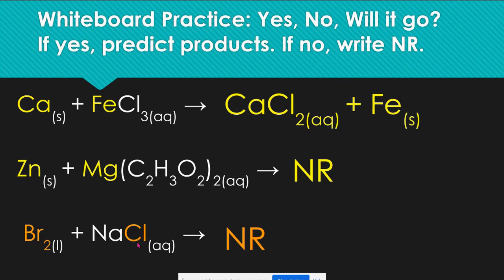Okay, you guys, I hope you have a better understanding of what single replacement reactions are and how to predict the products that are going to form from a single replacement reaction.